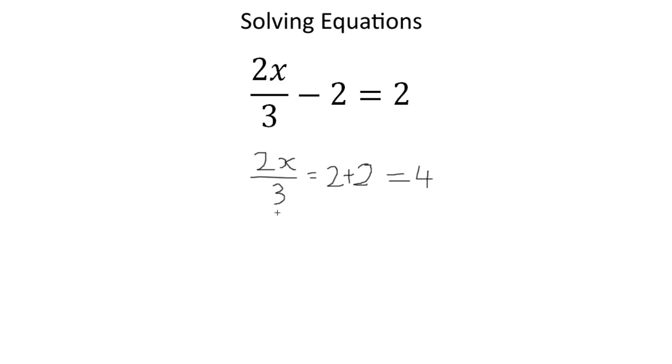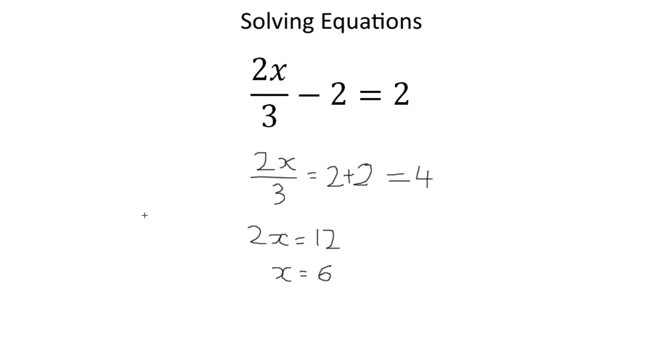Now, the next step is we have to multiply both of these sides by 3, because of the reasons we said before. So let us do 2x equals 12. Alright, and now we're going to divide both sides by 2 to get x on its own. So we're going to do x is equal to 6, because we divided by 2 on both ends. So that's a 3-step procedure here.